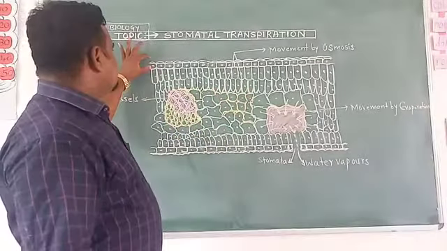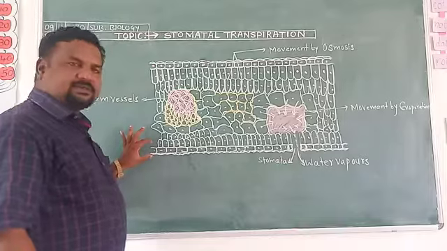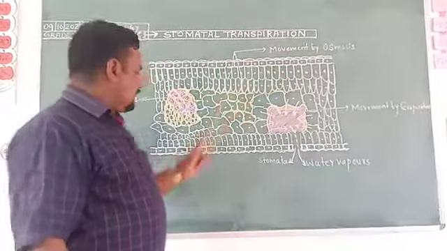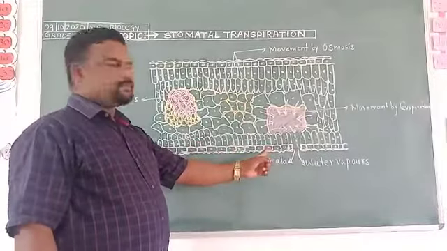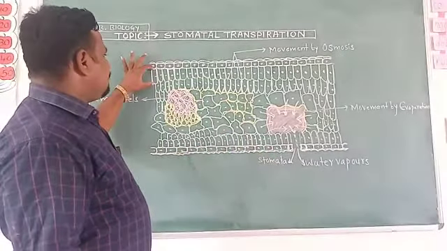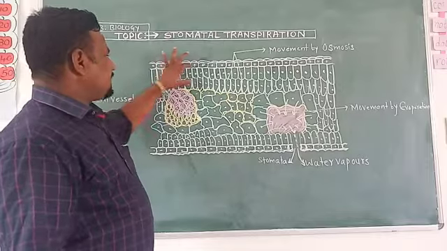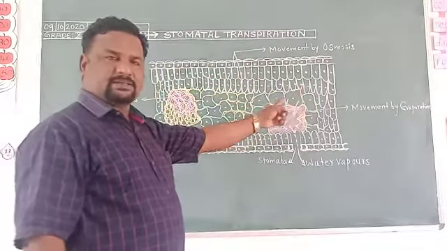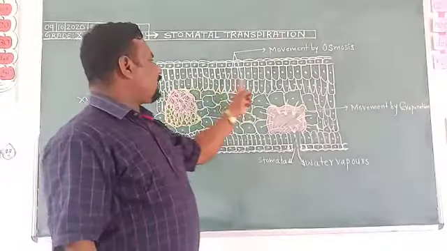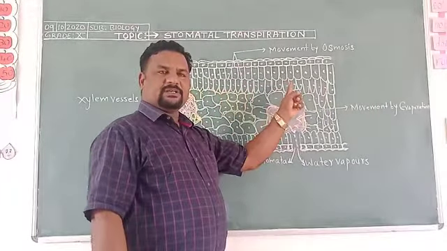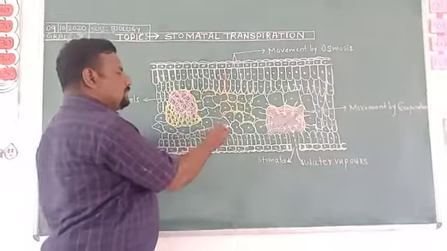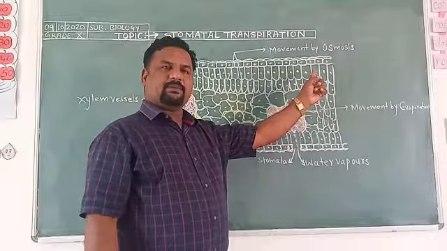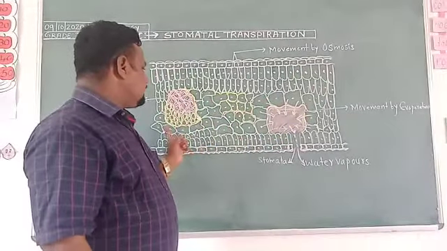See here, this is the upper epidermis and this is the lower epidermis. And these cells we are able to see here are arranged in a row without leaving any intercellular space. We don't find any intercellular gap between them. Whereas down below these cells, the other cells are not arranged equally in a row. They are arranged in a zigzag manner.